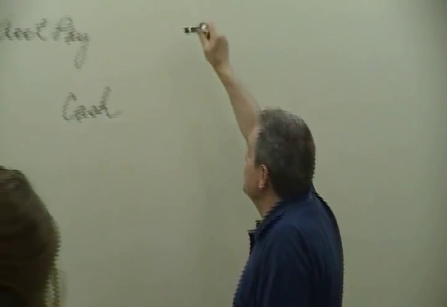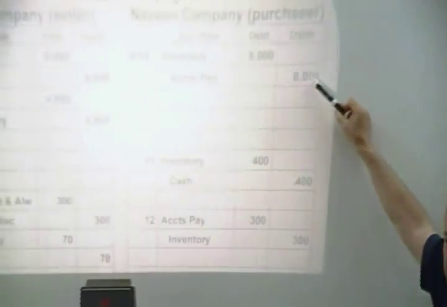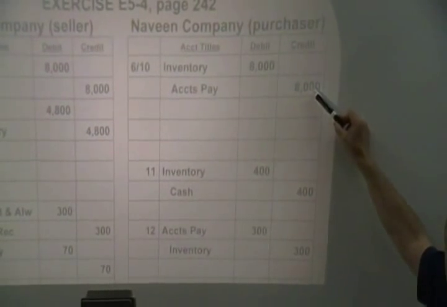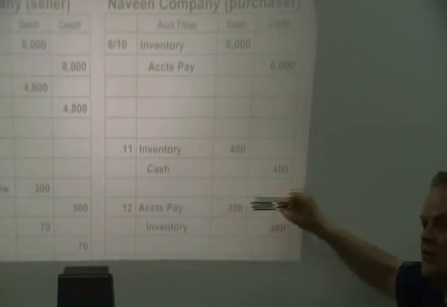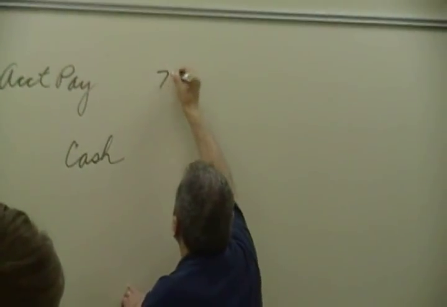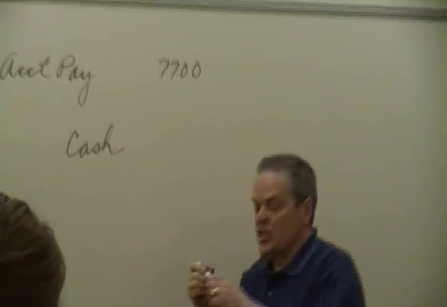My favorite place to start is with this accounts payable amount. If you know that amount, say it to me right this minute. If you don't know that amount, I'll help you find it. We owe them $8,000. Yes or no? No. We owe them $8,000 minus the $300 of goods we returned to them. We owe them $7,700, and when we write this check, we will owe them nothing.